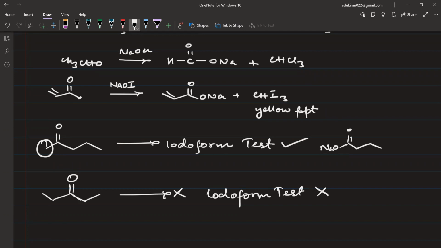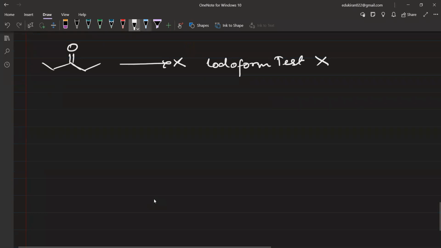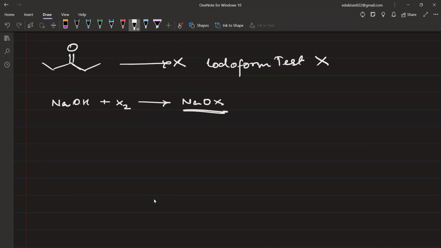Tell me one more thing. How is sodium hypohalite formed? Please see. If you have sodium hydroxide, we can add halides to sodium hydroxide. Correct. If you have this, then you are going to form NaOX. Okay, you can balance this. Sodium hydroxide plus any halide is going to give you sodium hypohalite.